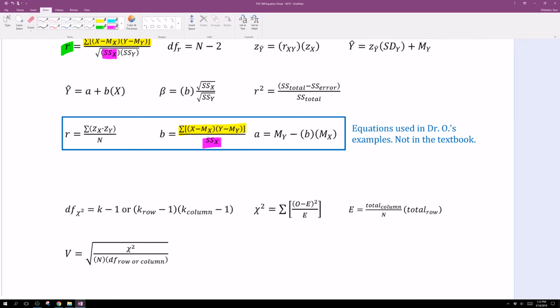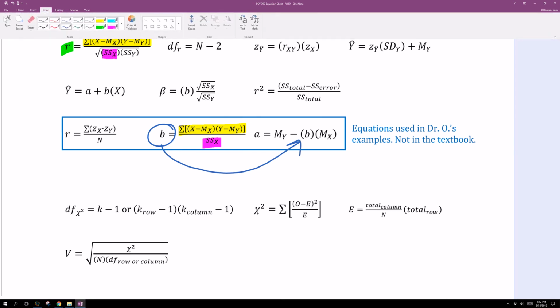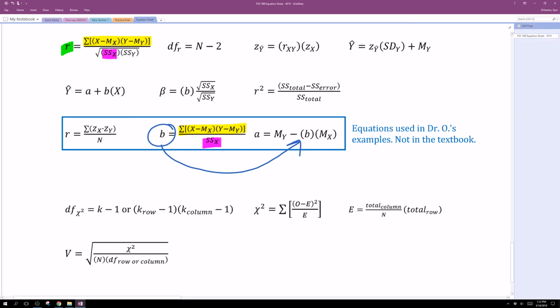So you take B, you plug it in to this equation for A. You already have the two means calculated, so you put those in here and you solve for A. Then you put these values into your regression equation.